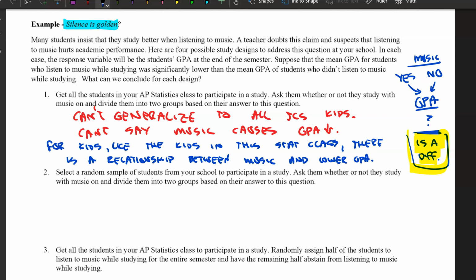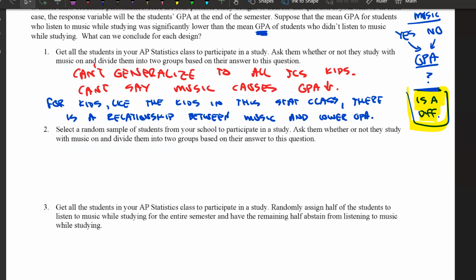So it looks like for the kids that listen to music, the GPAs are lower, but it's not a causal relationship. I can't say music is causing your scores to go down. I wish we would say scores on a test instead of GPA, but whatever.